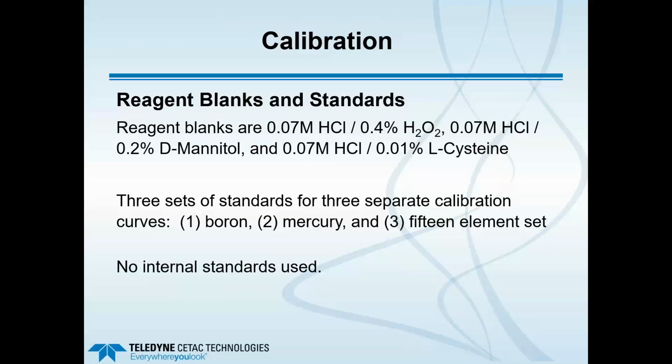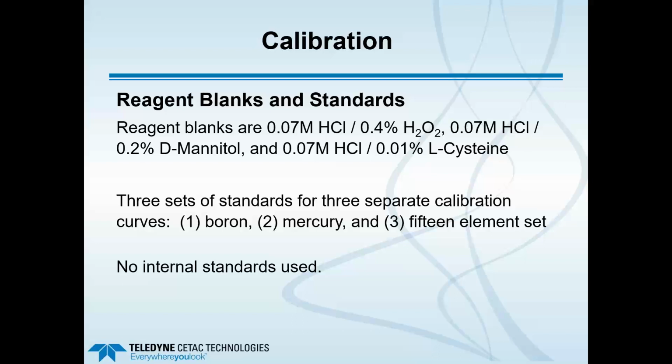So, calibration, reagent blanks and standards. Reagent blanks simply follow the same diluent solutions, the 0.07 molar HCl with 0.4% hydrogen peroxide, the HCl with the mannitol, and the HCl with the L-Cysteine. And again, the amounts of these added reagents aren't very much, so you don't have to use a lot.